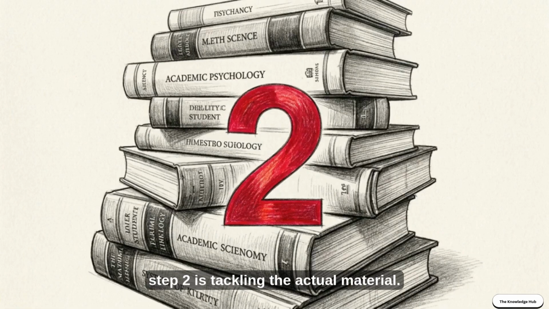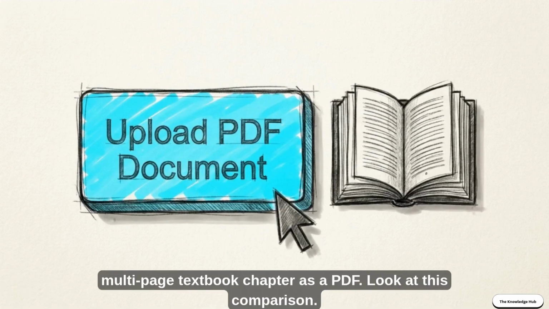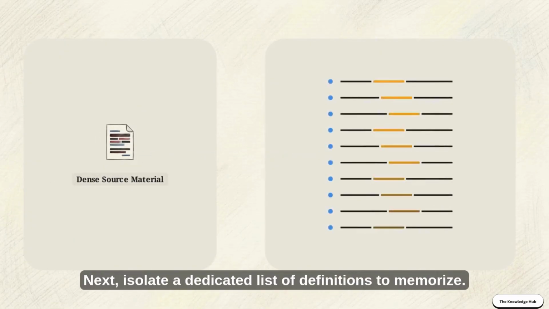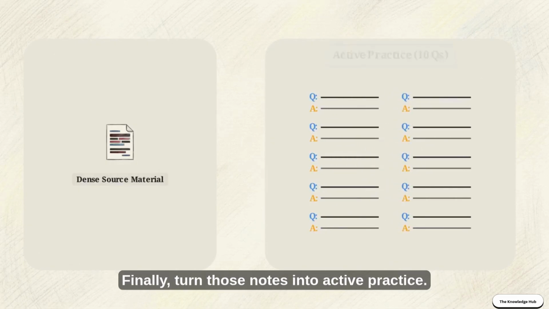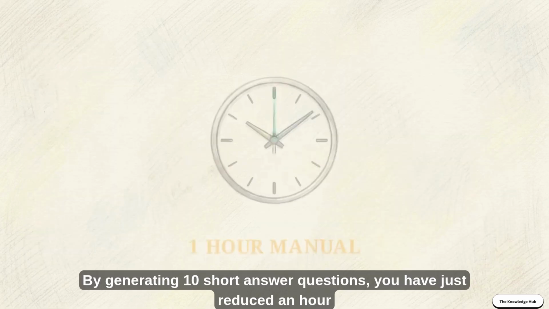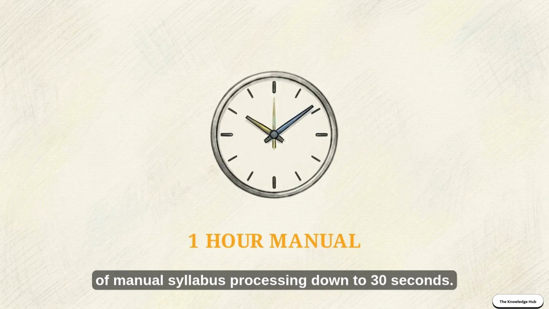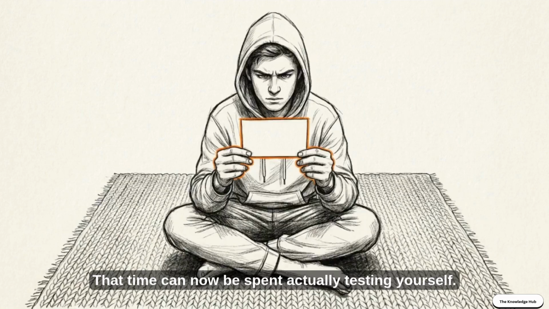Now that we have a schedule, step 2 is tackling the actual material. Go to Google NotebookLM and upload your dense, multi-page textbook chapter as a PDF. Look at this comparison. Instead of reading for an hour, prompt the system to extract the 10 critical points. Next, isolate a dedicated list of definitions to memorize. Finally, turn those notes into active practice by generating 10 short answer questions. You have just reduced an hour of manual syllabus processing down to 30 seconds. That time can now be spent actually testing yourself.